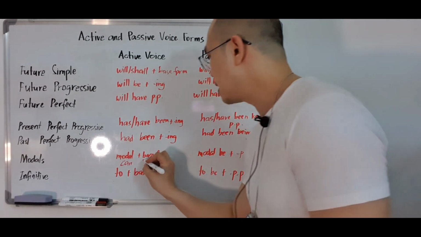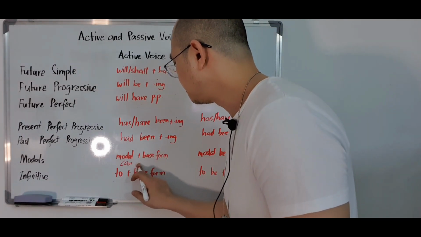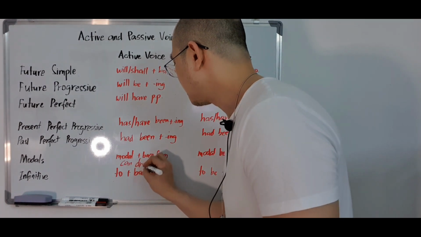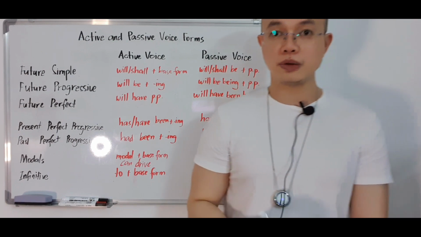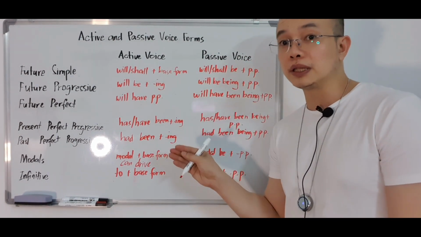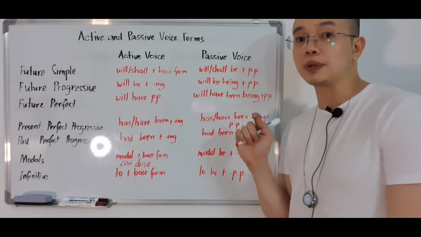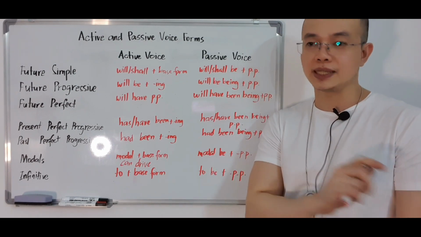So for example, you can say can drive. You have to have the base form of your main verb. And then for the passive voice, you will have the modal again, of course, plus be this time, and then past participle form. So can be driven, for example.